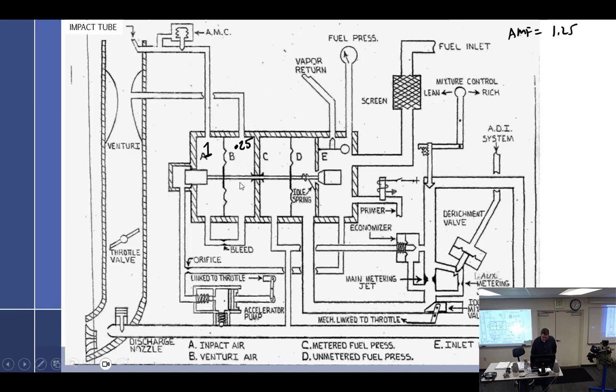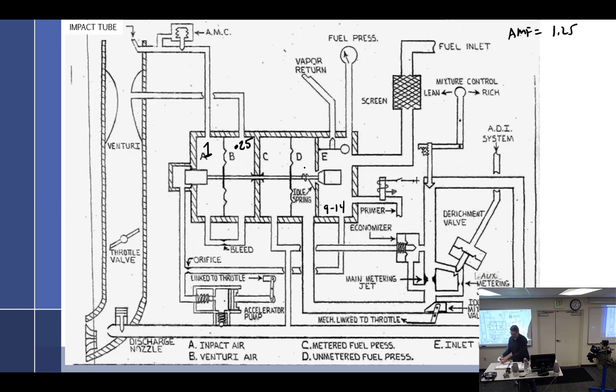Unmetered fuel is delivered by the fuel pump at a pressure of about 9 to 14 PSI. Does that have any effect on the poppet? No. Air metering force opens the poppet valve, allowing unmetered fuel to enter chamber D. This pressure is less than E. Why is it less than E? Because we have restriction.